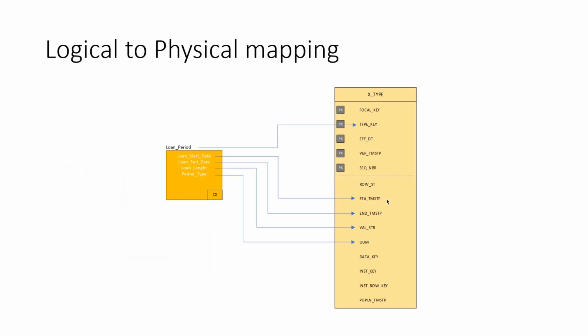This is another way to show a mapping. The atomic context loan period has been implemented such that the loan start date of the atomic context loan period goes into the physical column start timestamp. The loan end date goes into the end timestamp. The loan length into the val string, and the period type into the physical column UOM, the unit of measure. So this is just to show you how the data physically will be loaded into the physical table.